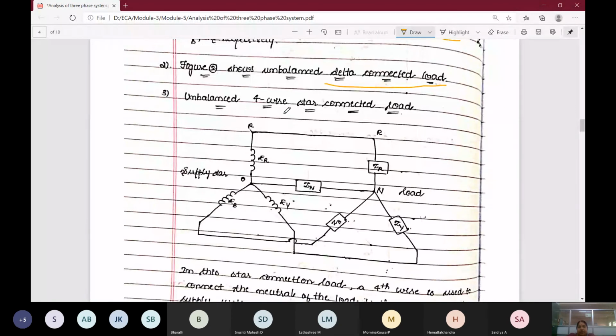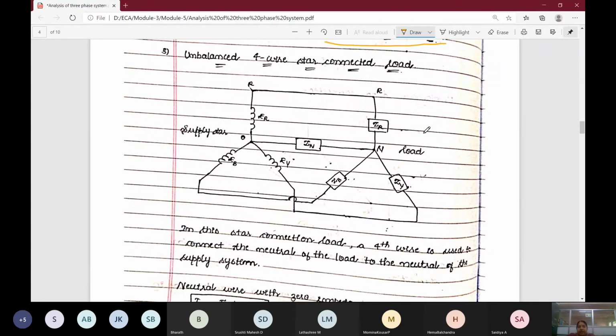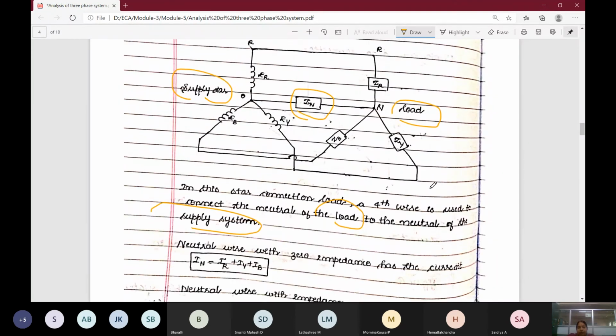Next, the unbalanced 4-wire star connected load. In this, the star connection load and the 4th wire is used to connect the neutral of the load to the neutral of the supply system. So two things, one is the load and one is the supply system. Here an extra wire is used to connect. This is the supply and this is the load. This extra wire is used to connect between the neutral of the supply and the neutral of the load.